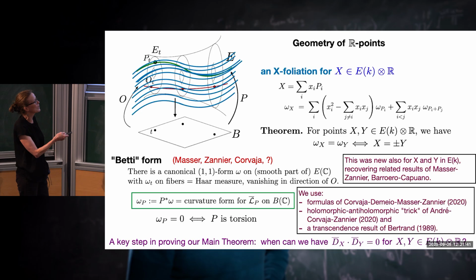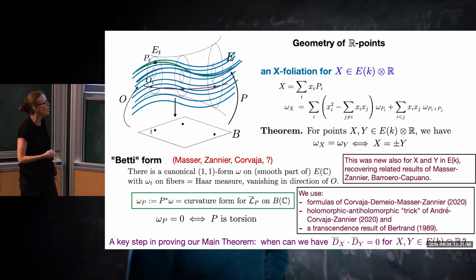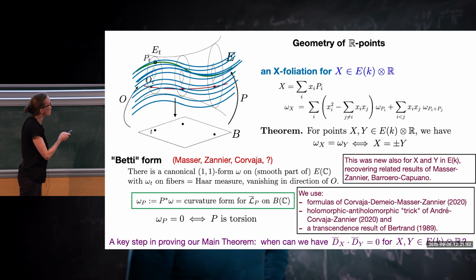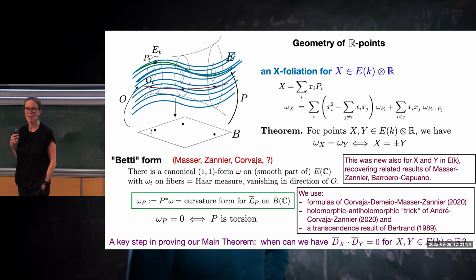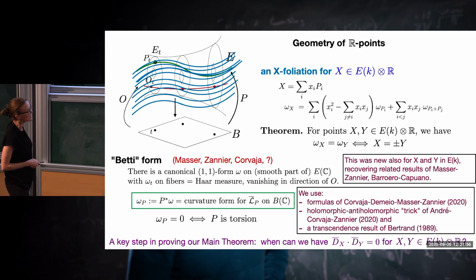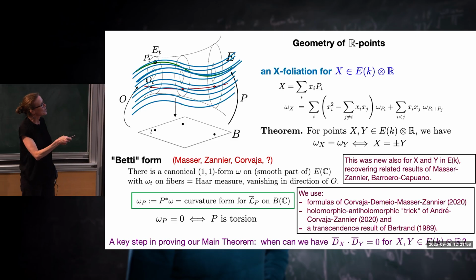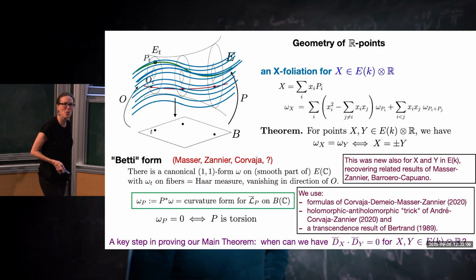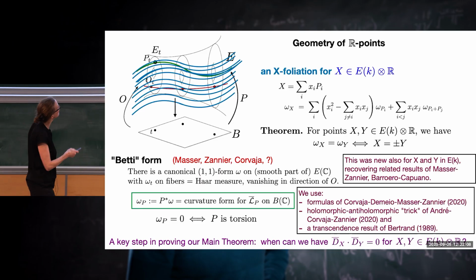There's something that I learned that Lars Kuhne taught me from this paper of André, Corvalla and Zanier, this holomorphic anti-holomorphic trick. But really fundamentally, we're relying on a result of Daniel Bertrand that was published in 1989. So in fact, I don't know how to prove this complex analytic statement complex analytically, or at least purely so. We're relying on quite a bit of input. And I'm very interested to know.